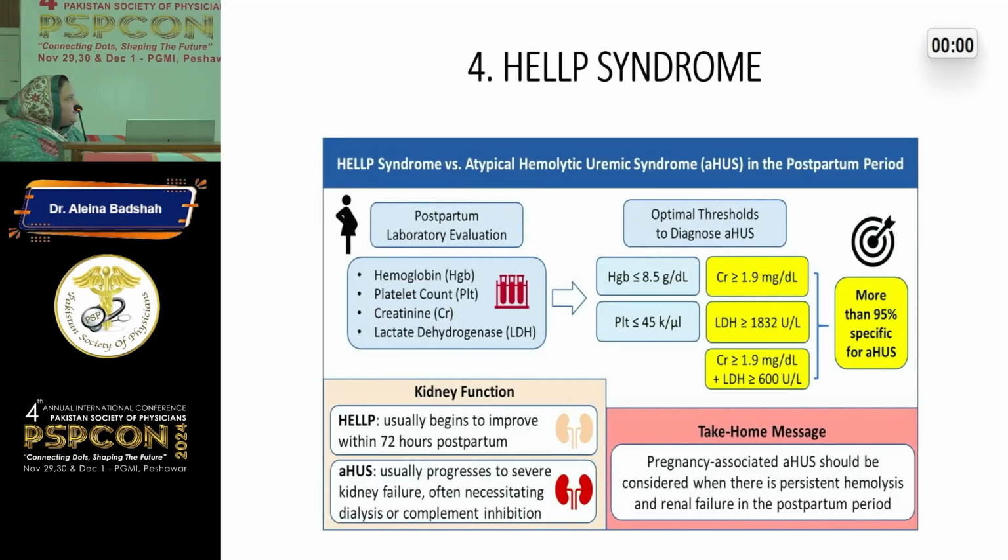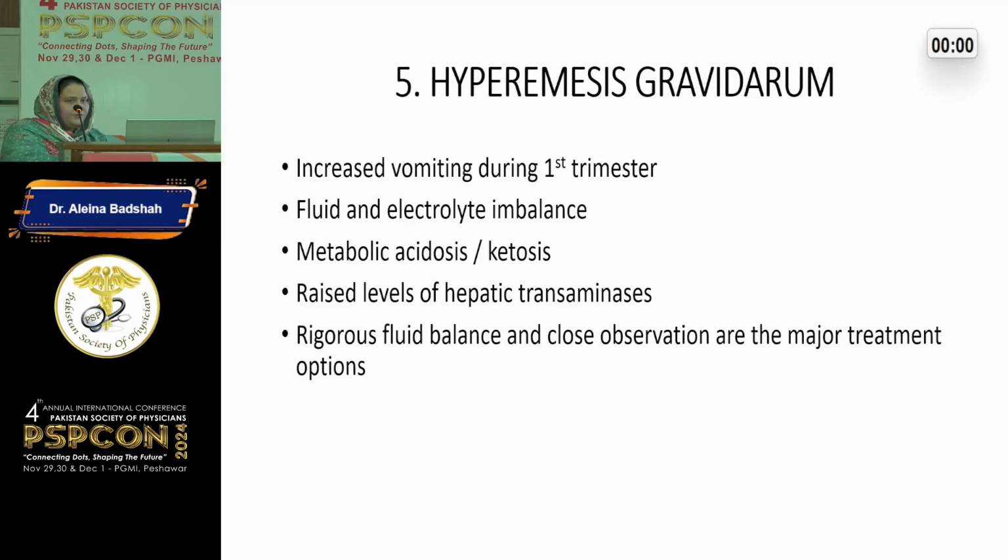Another important condition जो कि आप लोगों ने देखी होगी, but you do not know that it is different from HELLP syndrome, is the atypical hemolytic uremic syndrome that occurs in the postpartum period. If a patient is HELLP syndrome, she is going to improve within 72 hours postpartum. But if the patient does not improve within 72 hours postpartum and progresses to severe kidney failure, often necessitating dialysis or complement inhibition, then this is not HELLP syndrome, this is acute atypical hemolytic uremic syndrome. So ये post delivery अगर patient नहीं improve हो रही, do consider atypical hemolytic uremic syndrome.